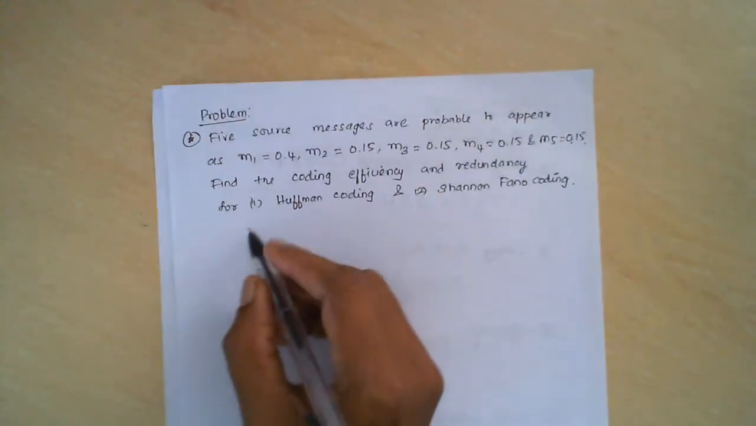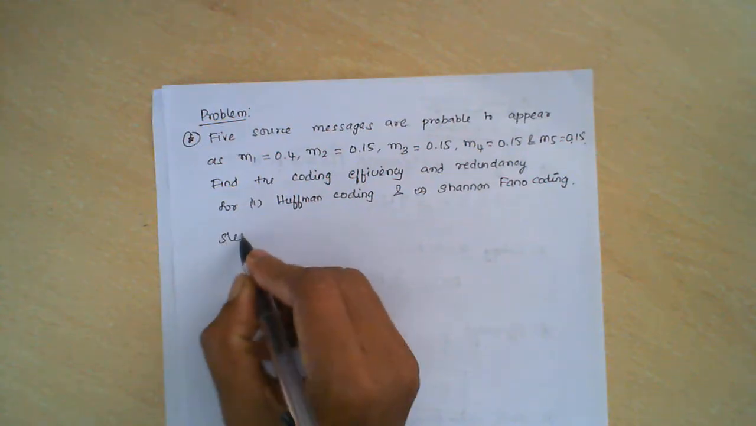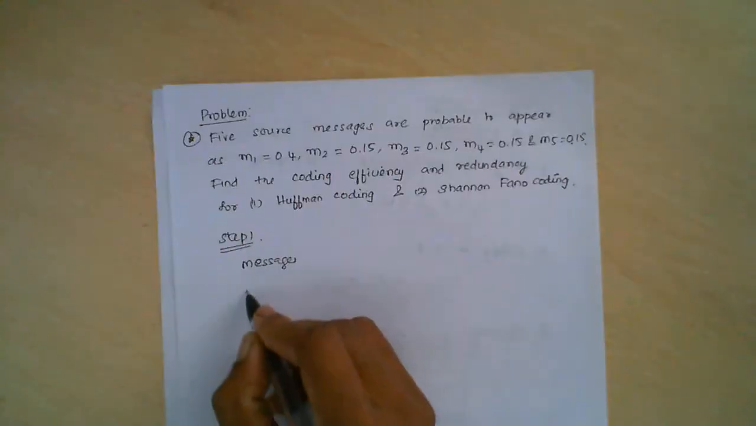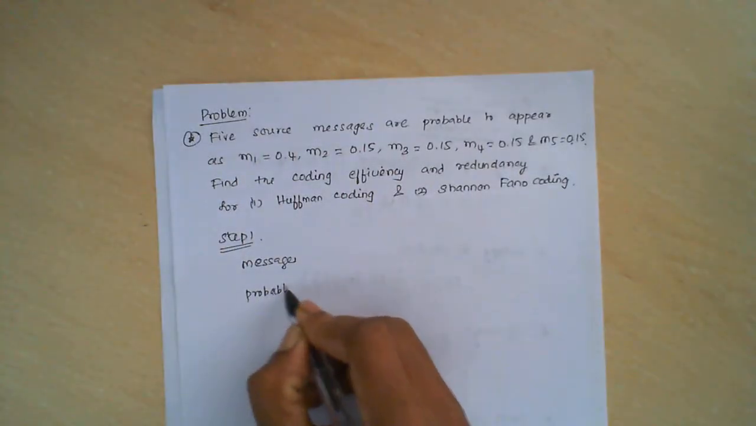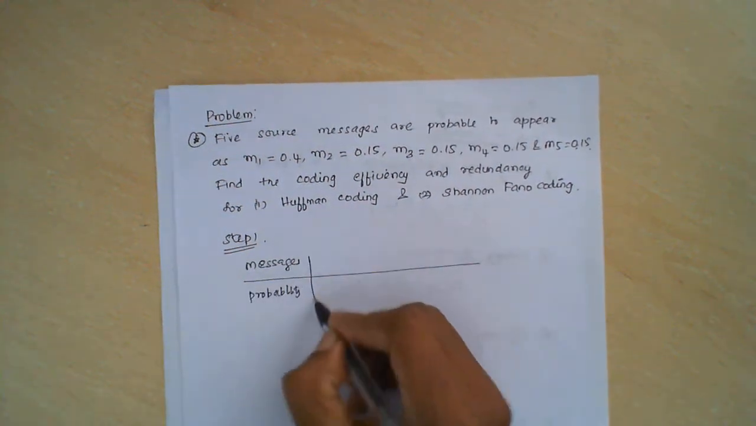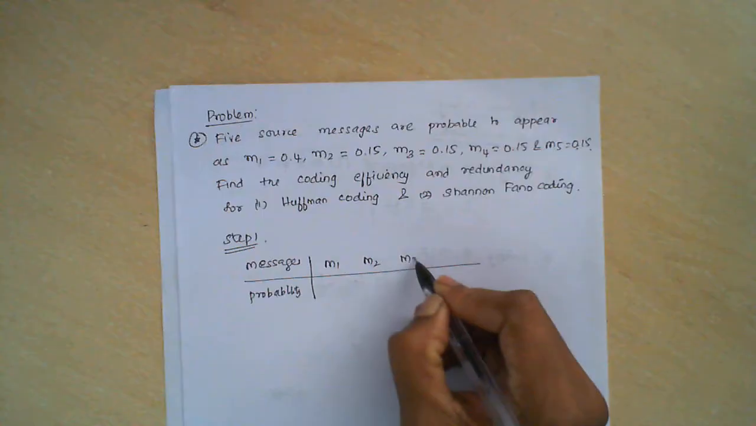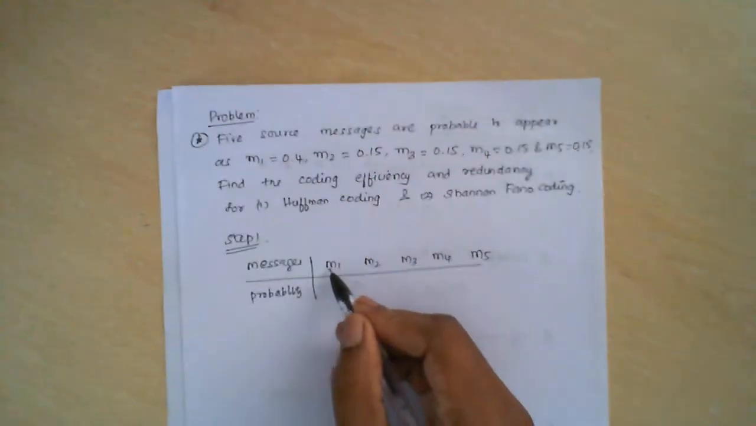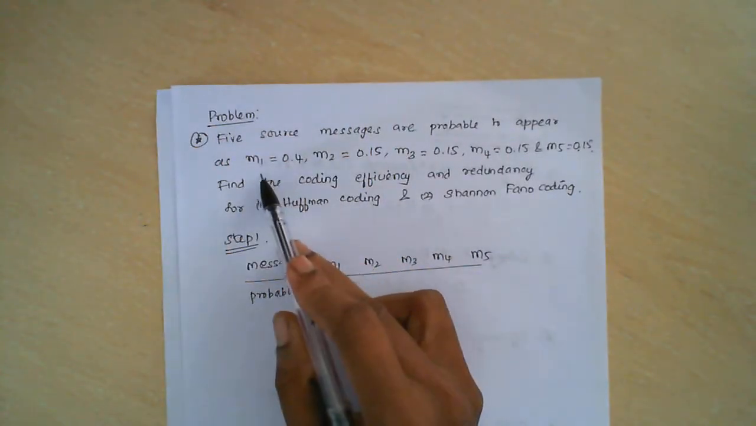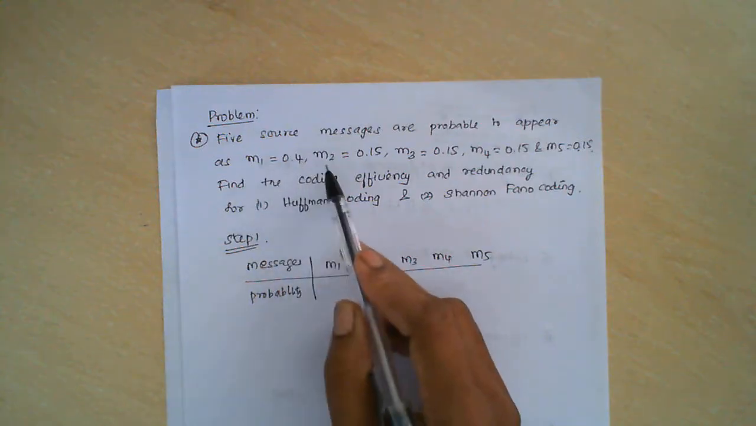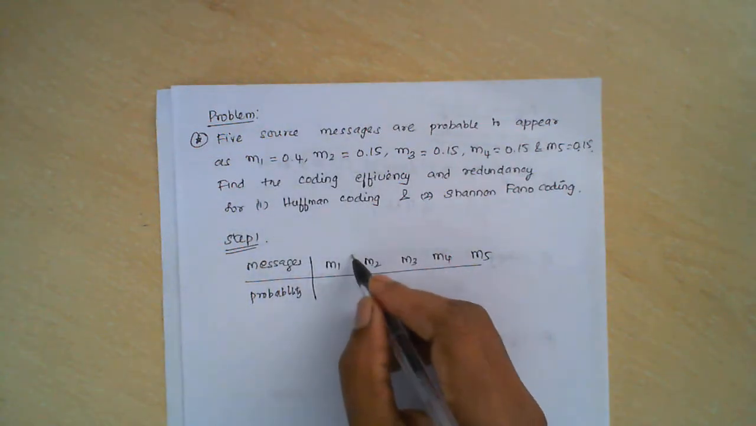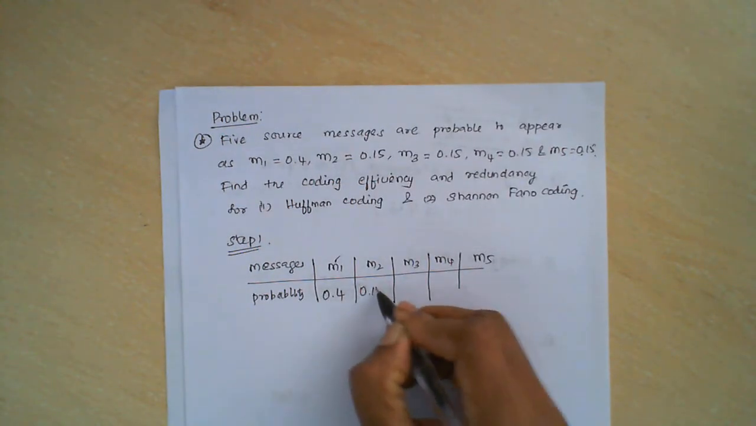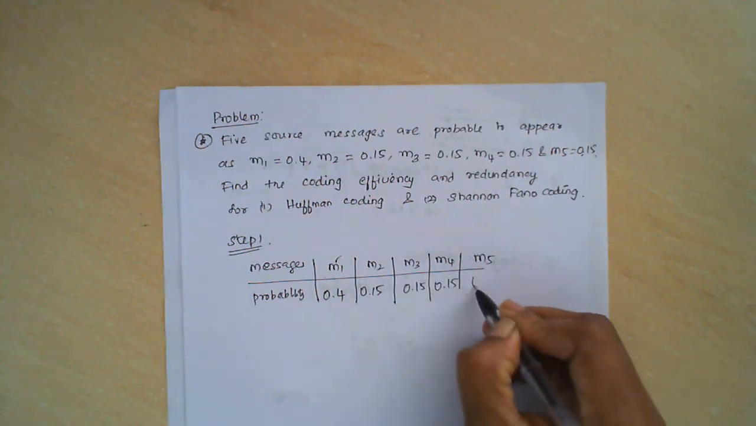So in the given problem we have analyzed that there are 5 messages. Step 1 is you write the messages and probabilities. Probable to appear means it is probability. So here the messages are M1, M2, M3, M4, M5. Here they have given the symbol representation themselves. Sometimes they will not specifically give M1, M2, M3 etc. They will just give the probability alone. In that case you can take any variables. So here the values are 0.4, 0.15, 0.15, 0.15 and 0.15.